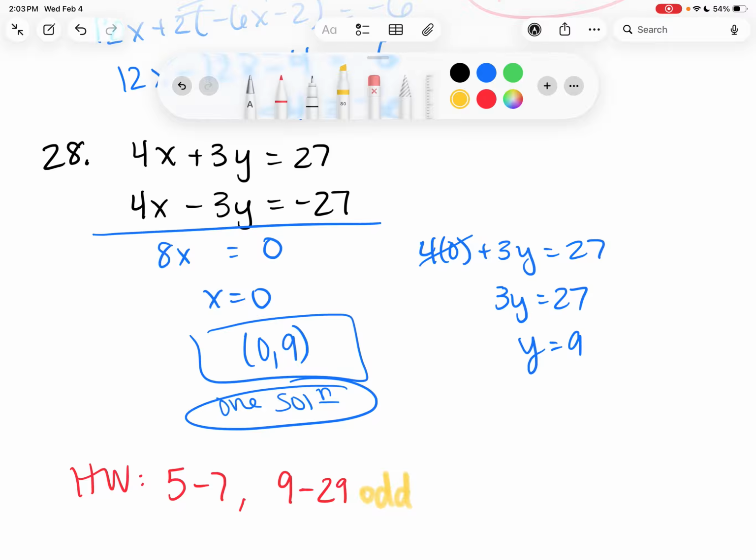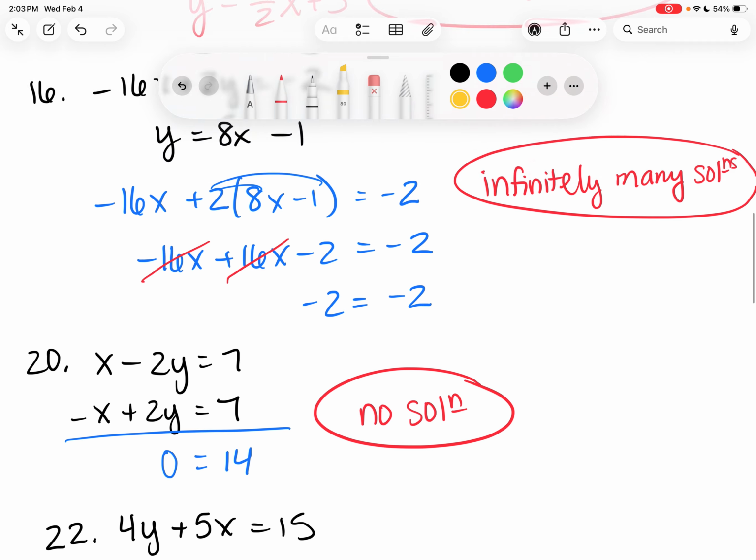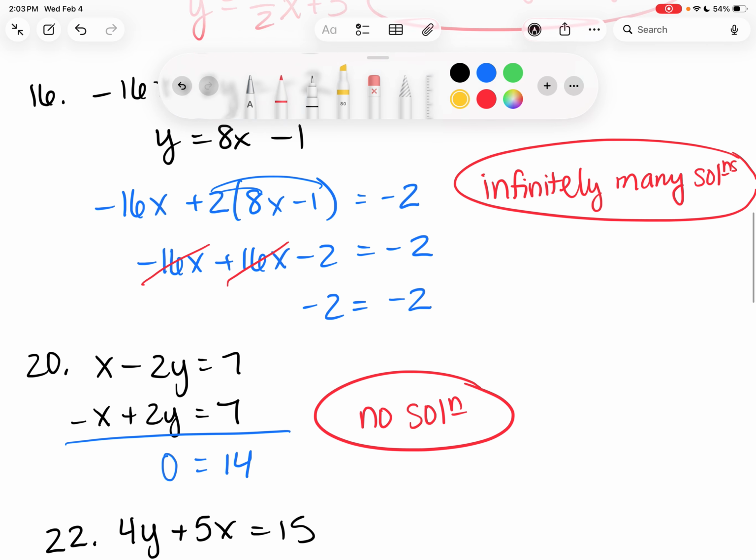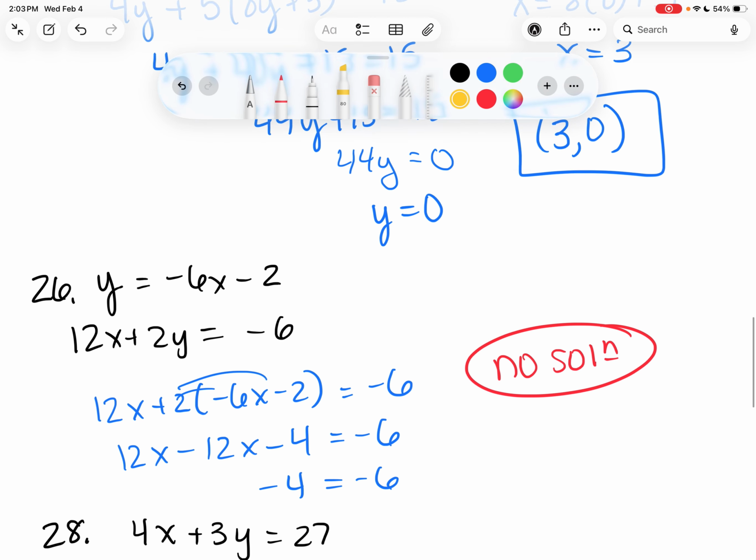Isn't 5 through 7 just 5 and 7? Oh, no, because odds only is written after 9 through 29. So most of them are pretty quick. Obviously, none of these took us a very long time to do. 22 probably took the longest, and that really wasn't even that long. So, shouldn't take you too long.